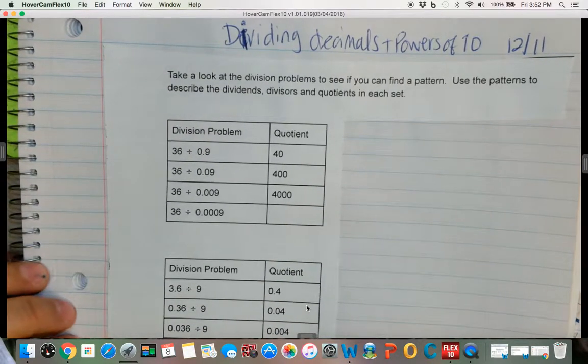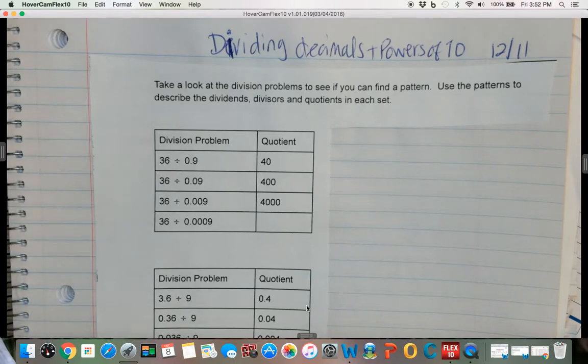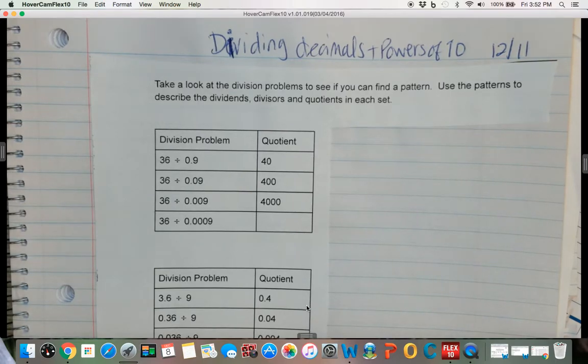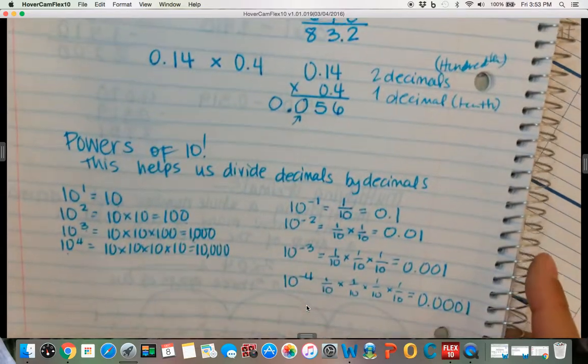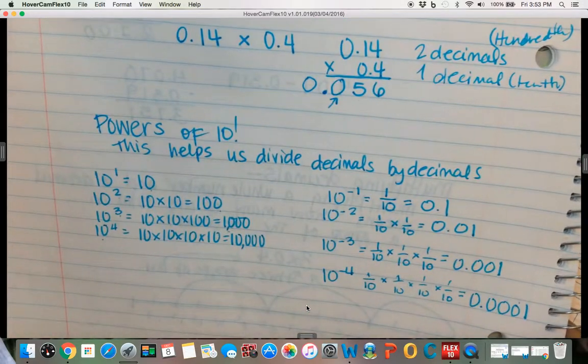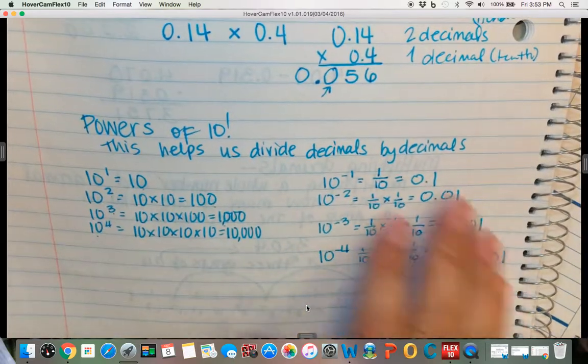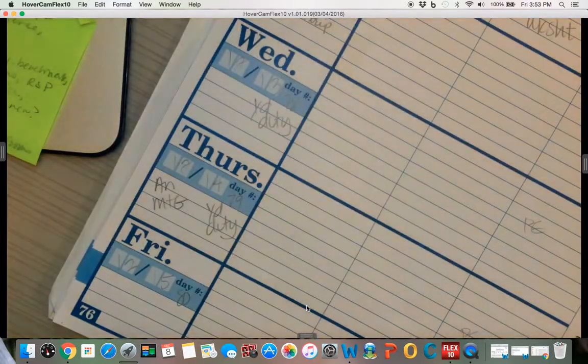Alright guys, so we talked a little bit about this today during our activity, but I want to go over this again so you have a better understanding of dividing decimals using powers of 10. In our last notes we talked about negative powers of 10: 10 to the negative first, meaning 1/10, and 10 to the power of negative 2, which is 1/100th. So I'll just flip over my notes so you can see this. And we're going to be using this today to talk about dividing decimals.